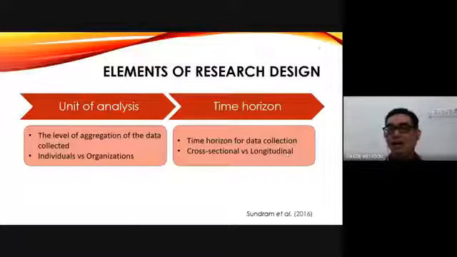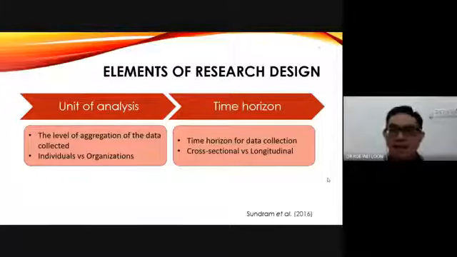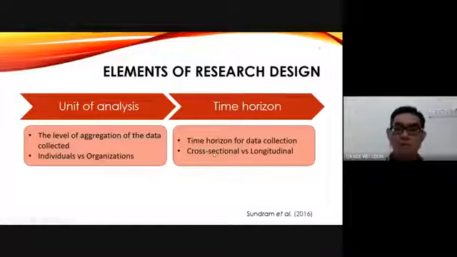For masters and for PhD research, I don't think you have longitudinal research unless you don't want to graduate. We are talking about graduating on time. You need to graduate in 3 years time. So normally longitudinal is not logical. Normally it will be cross-sectional. For masters and PhD level, cross-sectional is good enough.